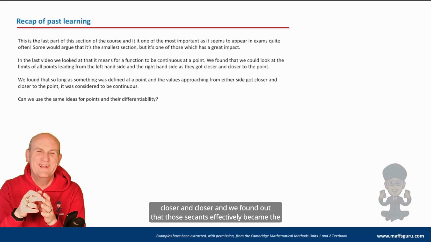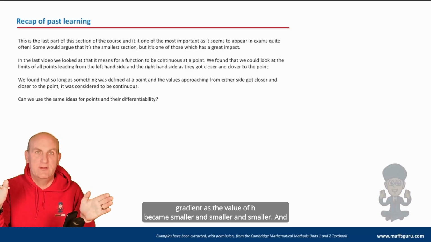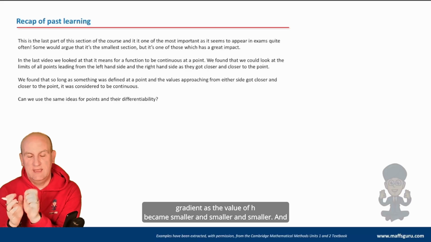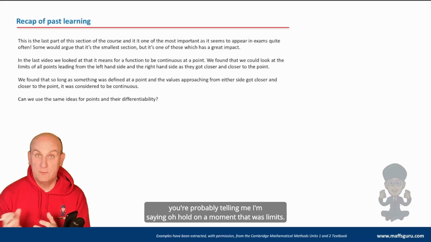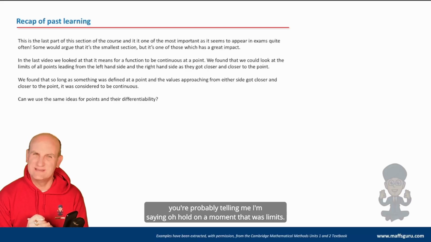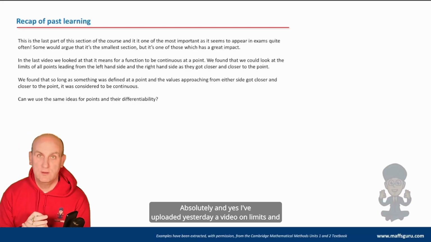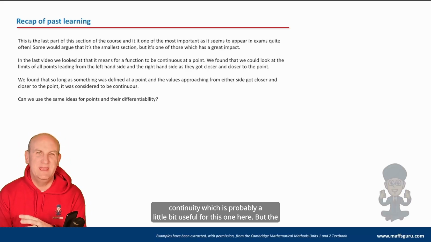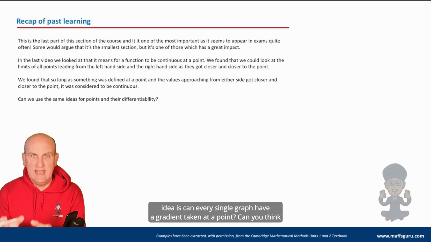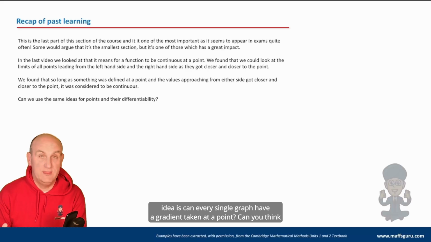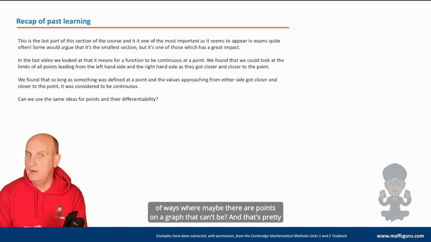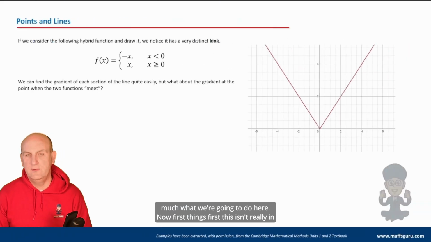And we found out that those secants effectively became the gradient as the value of h became smaller and smaller and smaller. And you're probably saying, oh, hold on a moment, that was limits. Absolutely. And yes, I uploaded yesterday a video on limits and continuity, which is probably a little bit useful for this one. But the idea is, can every single graph have a gradient taken at a point? Can you think of ways where maybe there are points on a graph that can't be? And that's pretty much what we're going to do here.